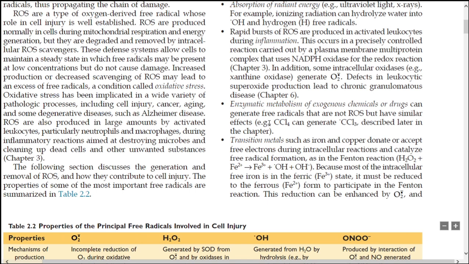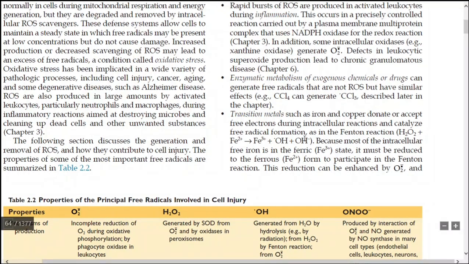Next, enzymatic metabolism of exogenous chemicals or drugs. Enzymatic metabolism of drugs can generate free radicals which are not reactive oxygen species but have similar effects. For example, CCl4, carbon tetrachloride, can generate the carbon trichloride free radical, and transition metals.